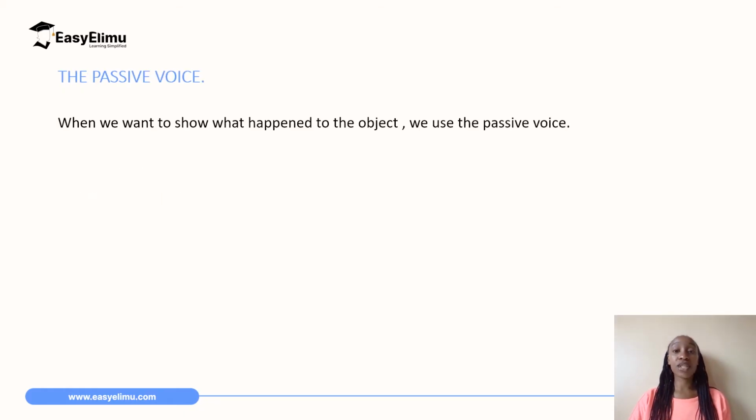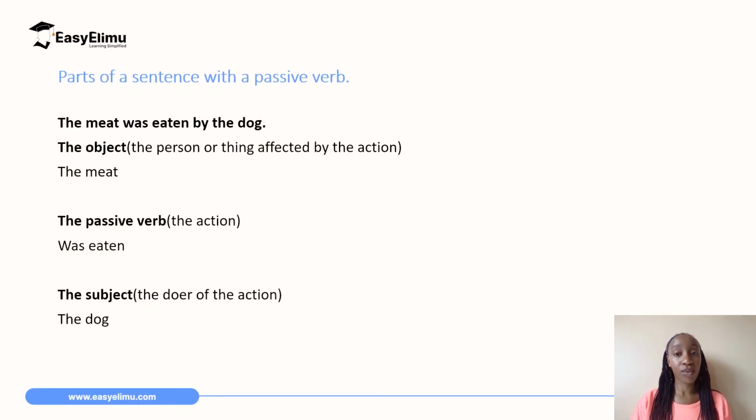So we can now proceed to the passive voice. Remember, for active voice, we have said it's when we want to show what the subject did. We use an active verb. So the passive is now the opposite. When we want to state what happened to the object, we then use the passive voice. So now, when it comes to the passive voice, you will realize that we now start with the object and then the verb and then the subject.